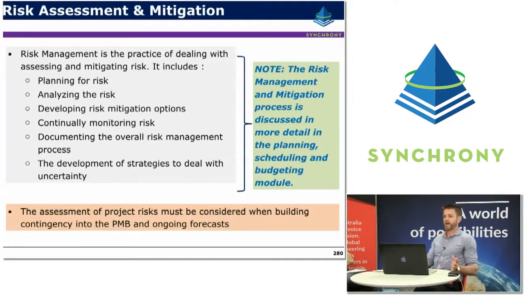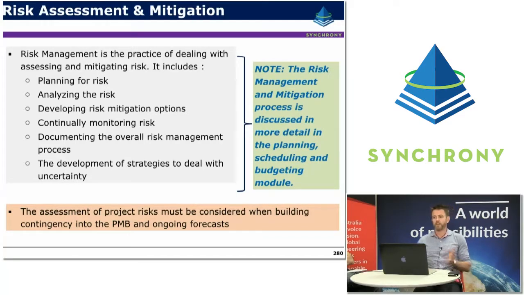So risk management is the practice of dealing with and assessing and mitigating risks. So it includes planning for the risk, analysing the risk, developing risk mitigation options, continuously monitoring the risk, documenting the overall risk management process, and the development of strategies to deal with uncertainty. So the assessment of these project risks should be considered when building contingency into the PMB, as we've discussed earlier, but also for our ongoing forecasts as well.